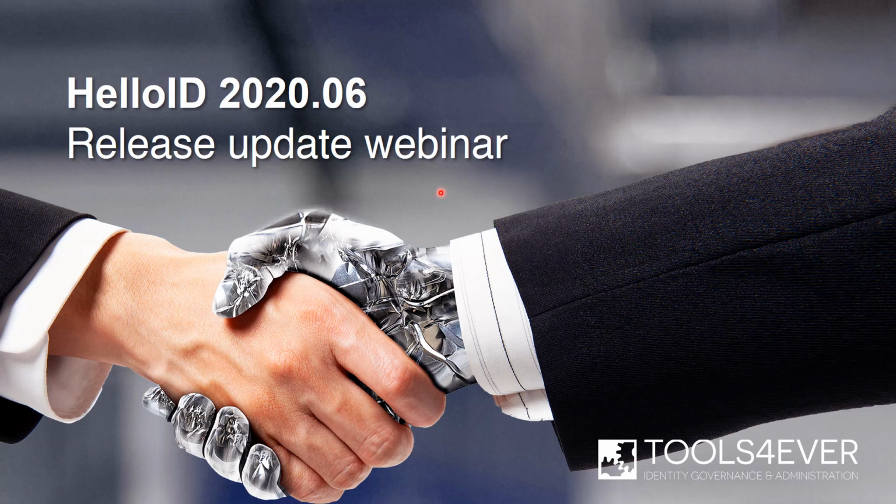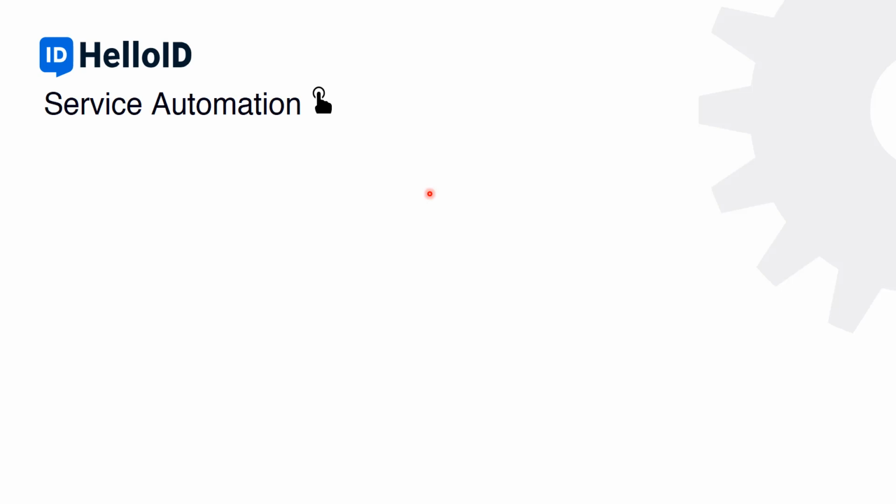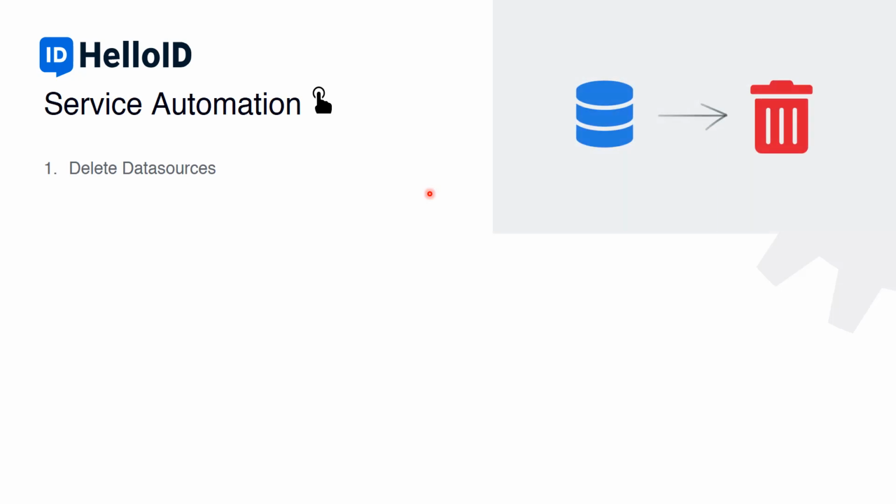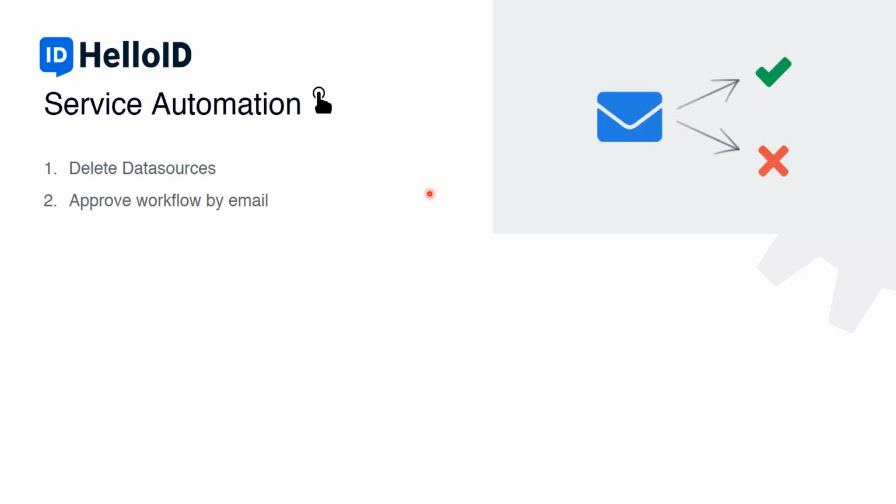I will start with a PowerPoint presentation, and after the PowerPoint presentation, I will show you the new functionality. I will start with service automation. There are 4 new items in this module. The first is that we now have the ability to delete a data source. That was not possible before. Now you are able to delete it, and it will also show which form is depending on that data source. And I will demo this functionality briefly.